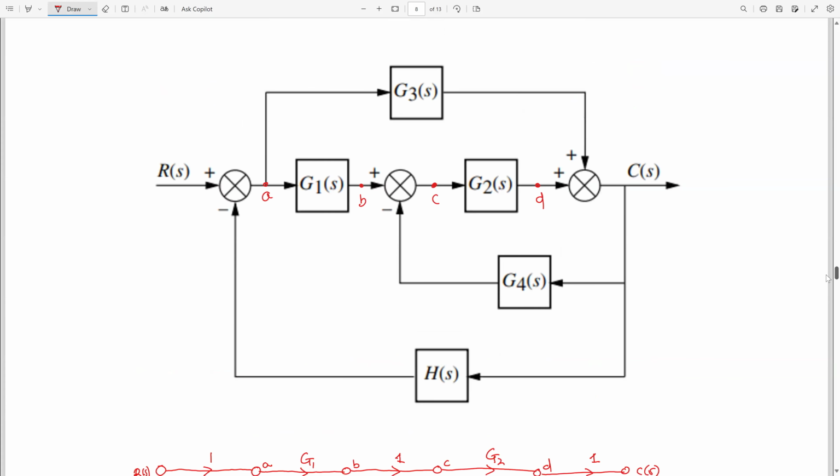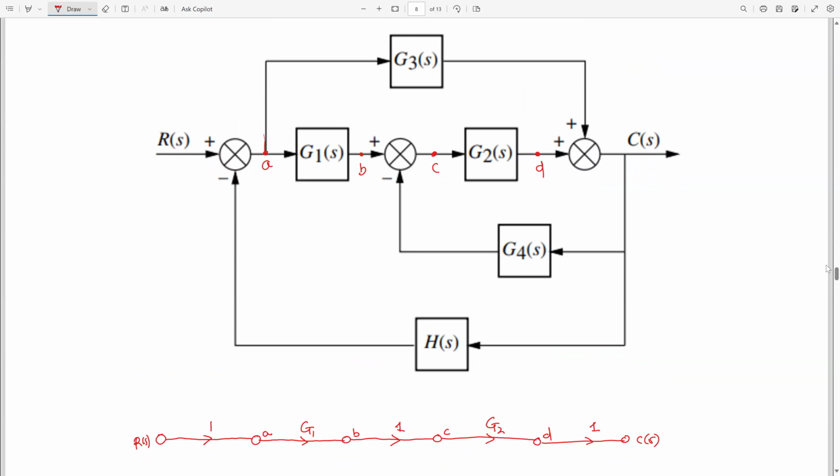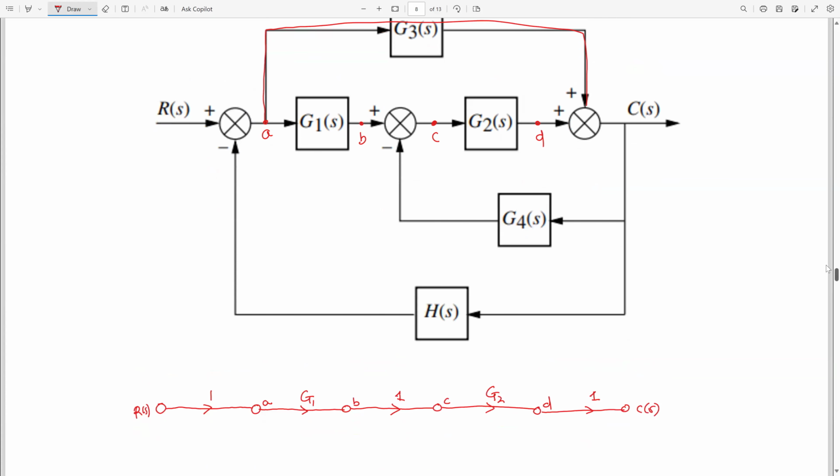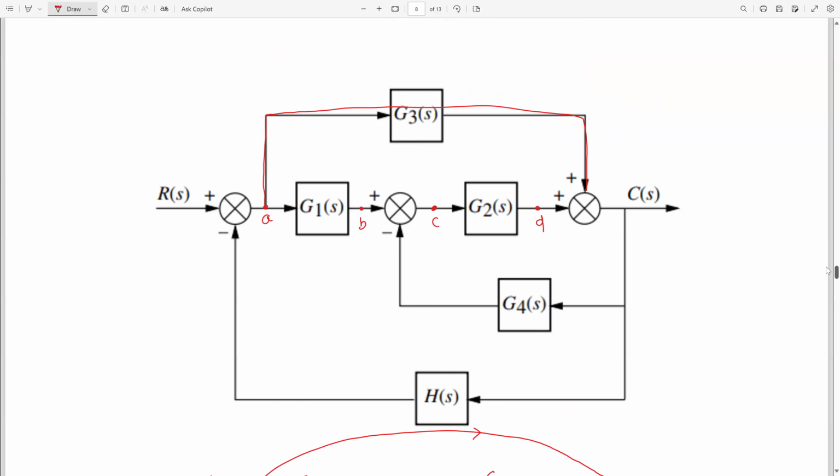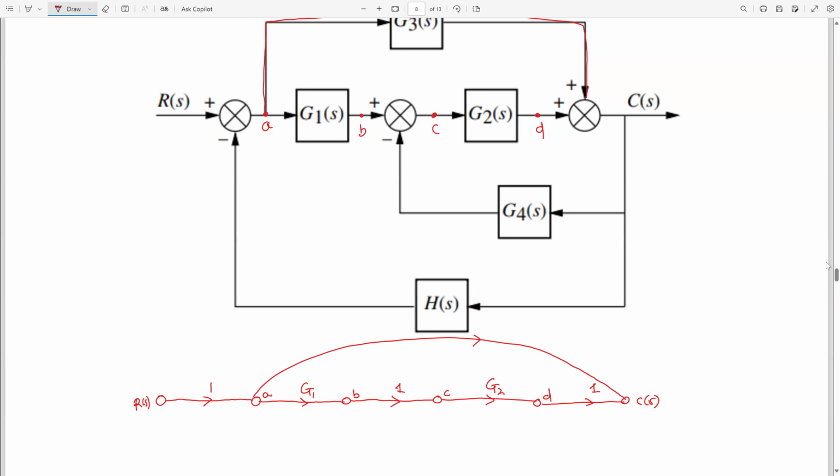Now let's concentrate on this long branch right here. Now we are taking it from the node A to C. So we play a long shot to node A. Then the name of that path is going to be plus G3. It's plus because of the plus here. Don't make that mistake. It's plus.